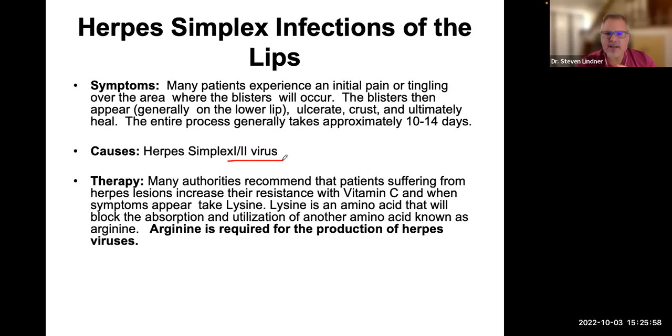What I've used in the past for many patients is incorporating both vitamin C as well as lysine. Lysine is an amino acid, and it's known to block the absorption and utilization of another amino acid known as arginine. Arginine is required for the production of the herpes virus. It's required for herpes to thrive. So lysine is like a decoy, if you would. It's been very, very helpful and beneficial.